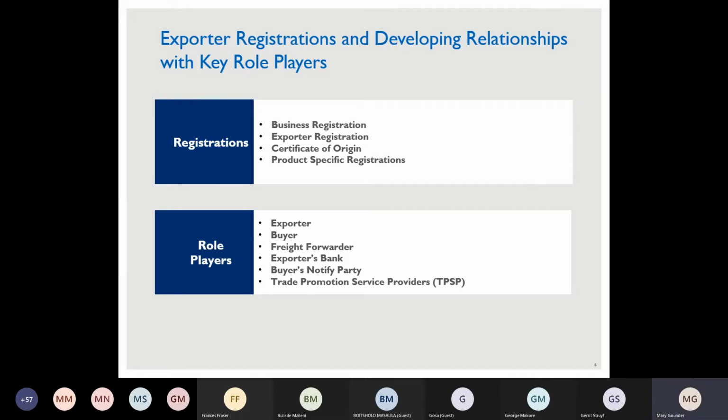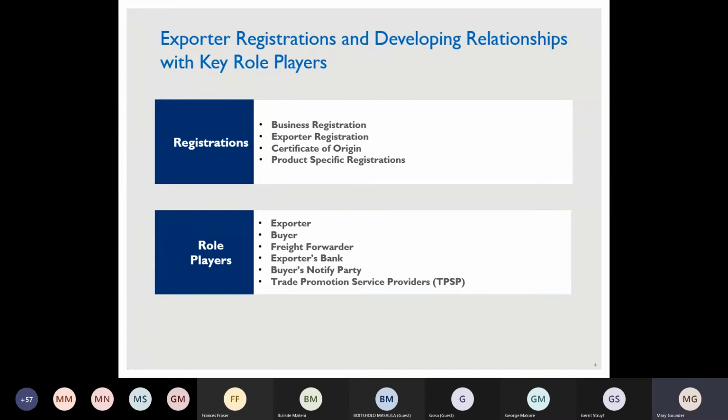Your role players that you need to develop relationships with are obviously your business itself. Within your business, you'll need to develop a relationship with the buyer, find out exactly what they require, how much cargo they're looking for. Are they looking for a long-term relationship? Is it a once-off order?